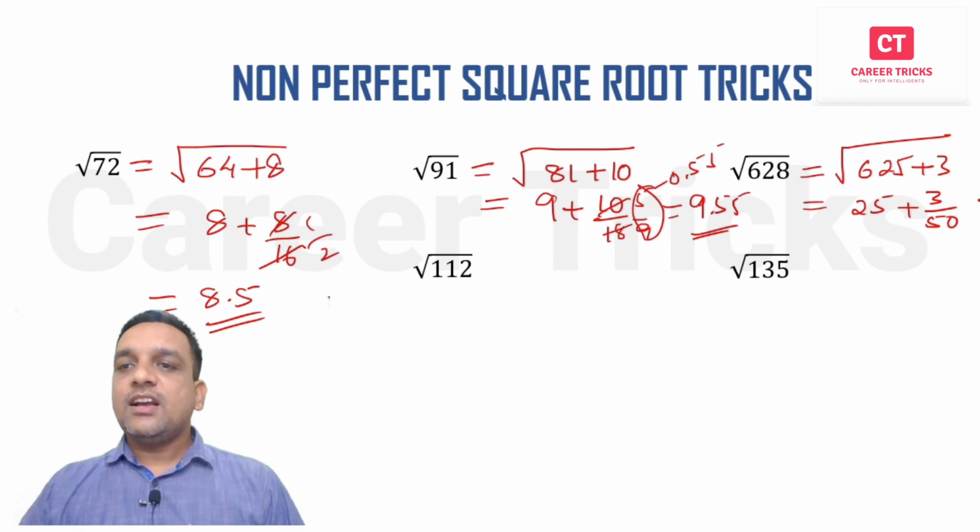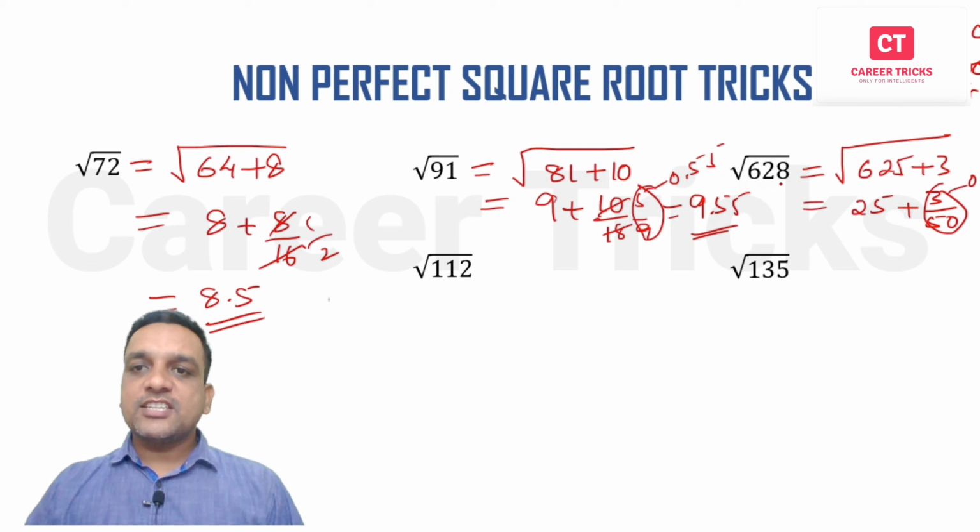3 by 50, I can write it as 3 by 50, which means I have to add one 0. That time the point will come. Another 0 I will add. One more 0 will be there. The value for 3 by 50 is 0.06. Then I can write it as 25.06, which will be the answer for the square root of 628.